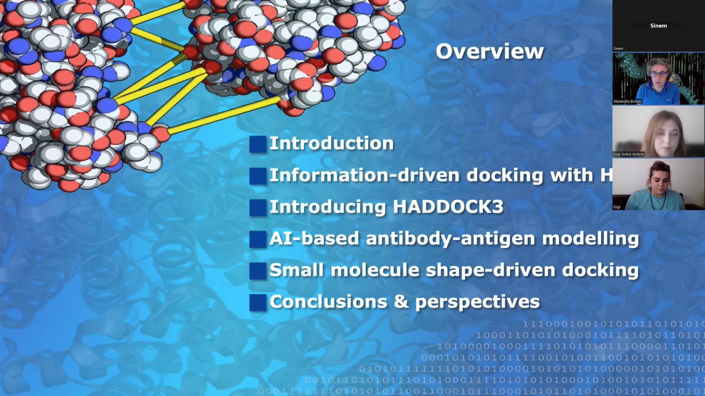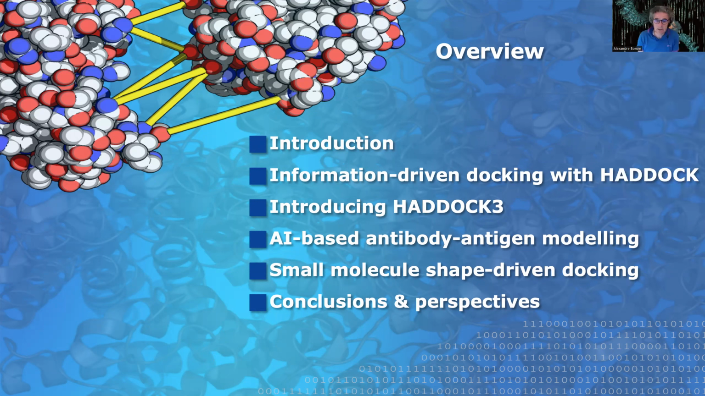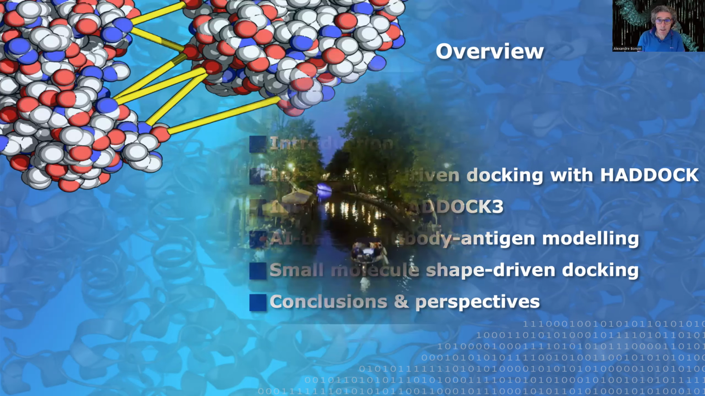One is the modeling of antibody-antigen complexes, using AI these days, of course, to generate initial models. And the second example will be an application of small molecule docking using Haddock and some new capabilities that we have. And I will finish with some general conclusions.